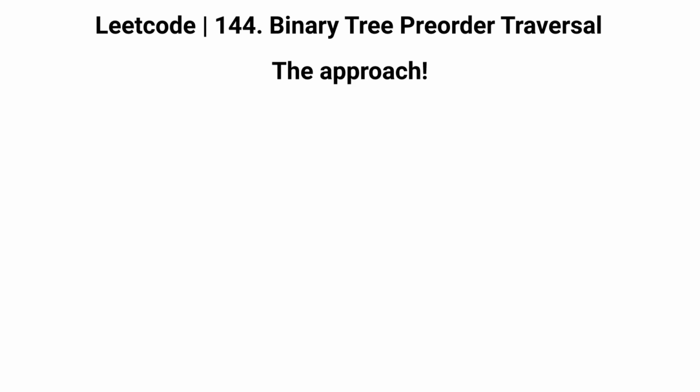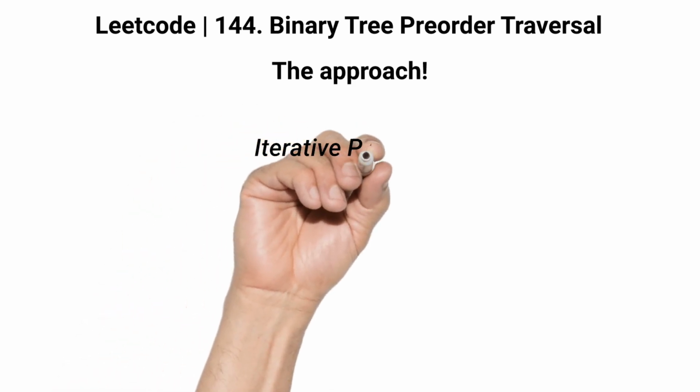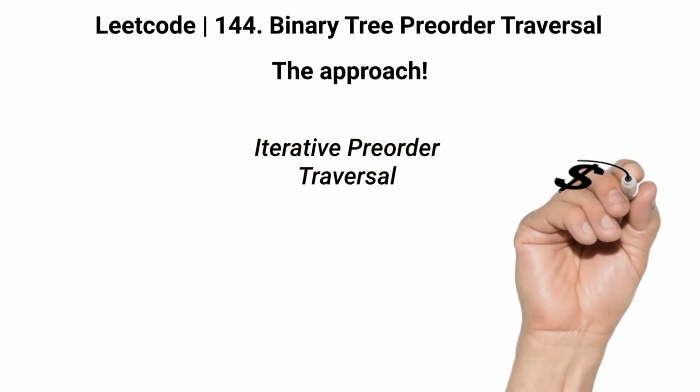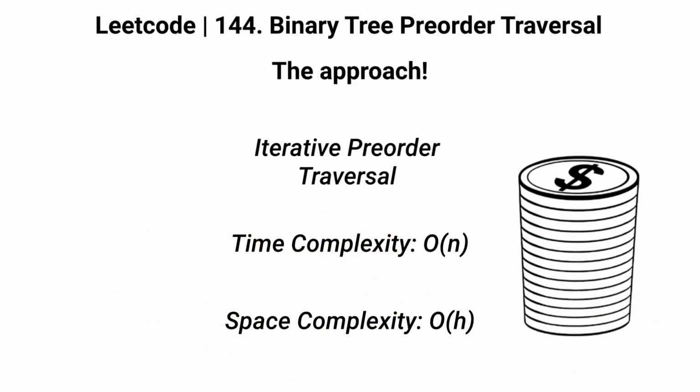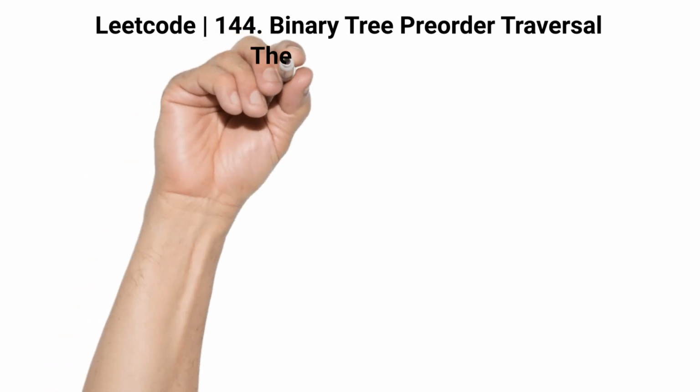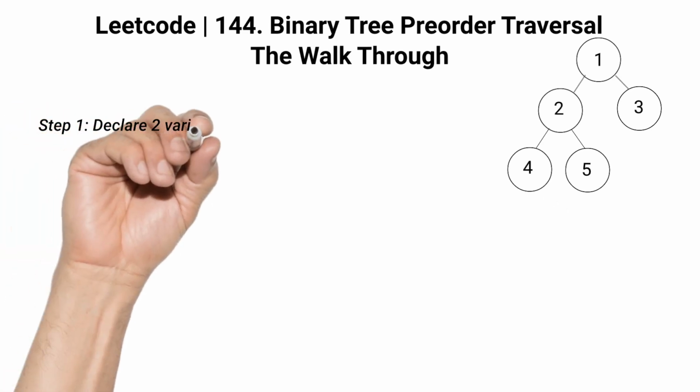The approach that we're going to be taking is called the Iterative Preorder Traversal. It uses the stack data structure, has a time complexity of O of n, a space complexity of O of h, where h is the height of the tree, and it will be the optimal solution to this problem. Now let's walk through the example, where the root is 1, and then the child nodes are 2, 3, 4 and 5.